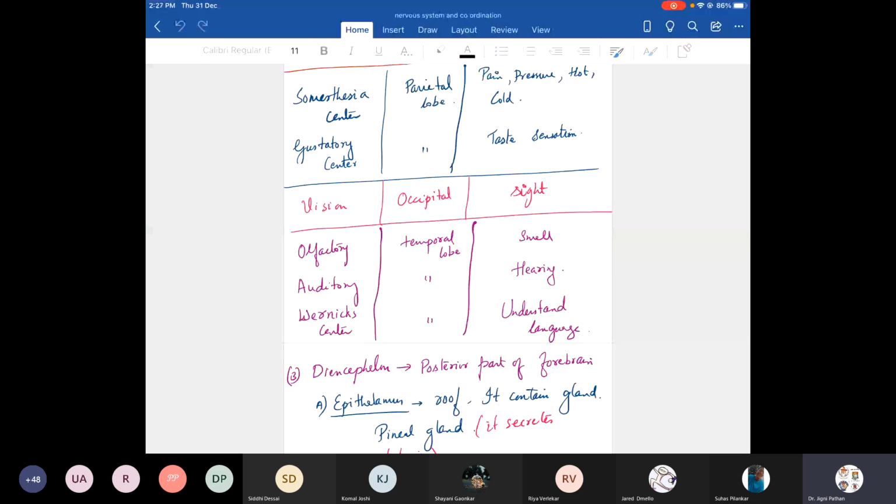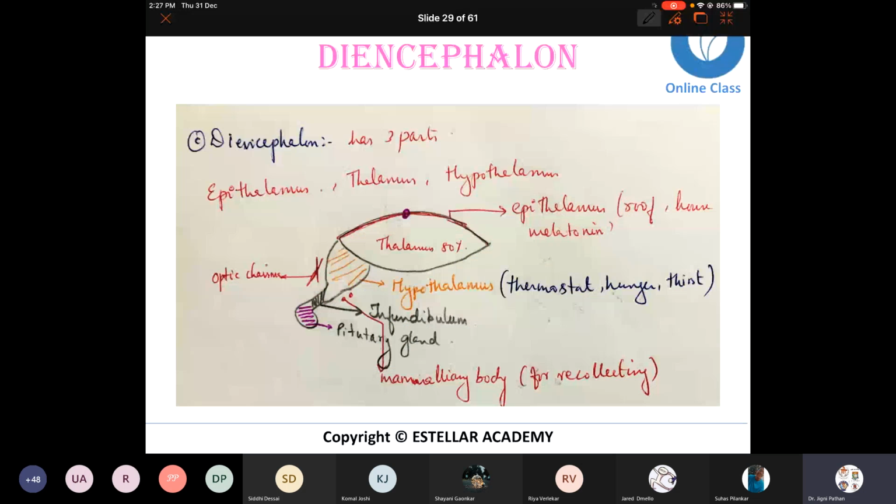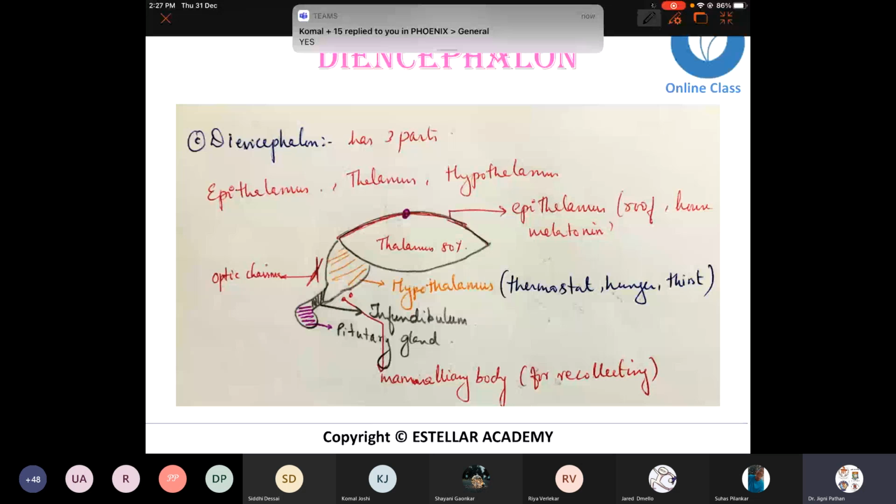Done. Next we are discussing the diencephalon, the posterior part of the forebrain. We have discussed the forebrain, which is the olfactory lobe and cerebral hemisphere. Next comes the diencephalon. First, you draw this, and then we'll come back to the slide. Can you see the screen? Can you all see the diagram of the diencephalon, which consists of thalamus and hypothalamus? Please draw this quickly.